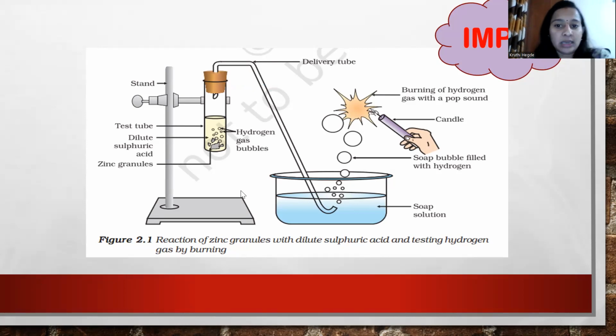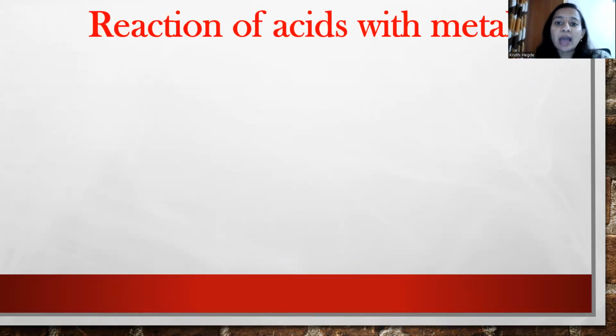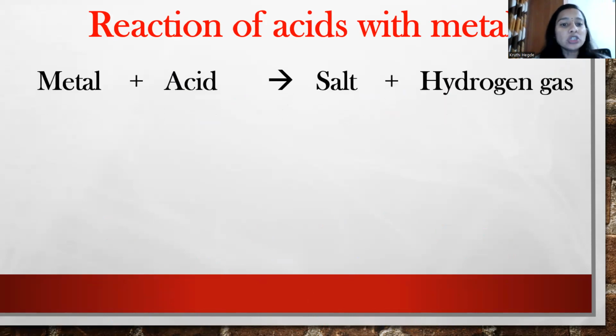What is the reaction? We understood that hydrogen gas is released, but what product comes along with it? Let's see the equation. Reaction of acid with metals. Let's see what reaction products come. Let's take a few examples and understand. When metal reacts with acid, salt and hydrogen gas would be produced. Hydrogen gas is released along with salt.